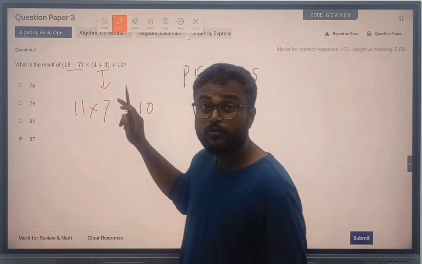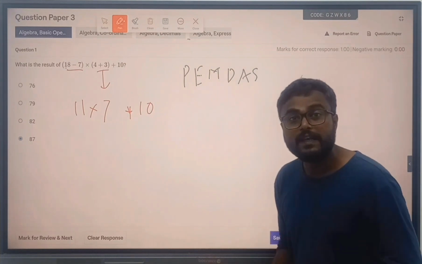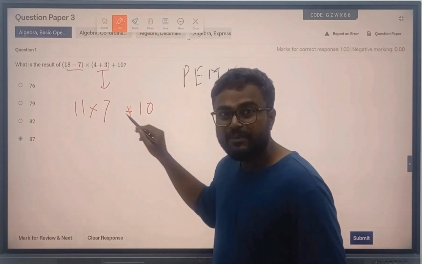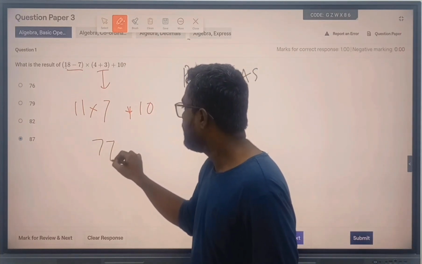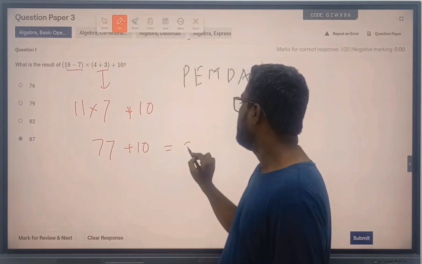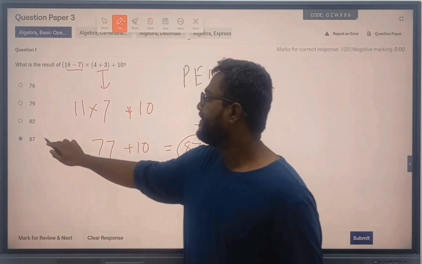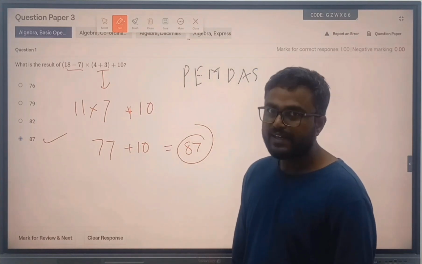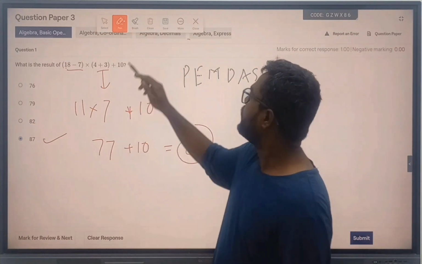So now we are going to do multiplication. 11 times 7 is nothing but 77 plus 10. 77 plus 10 is nothing but 87. So option D is correct. With that, we'll move on to the next question.